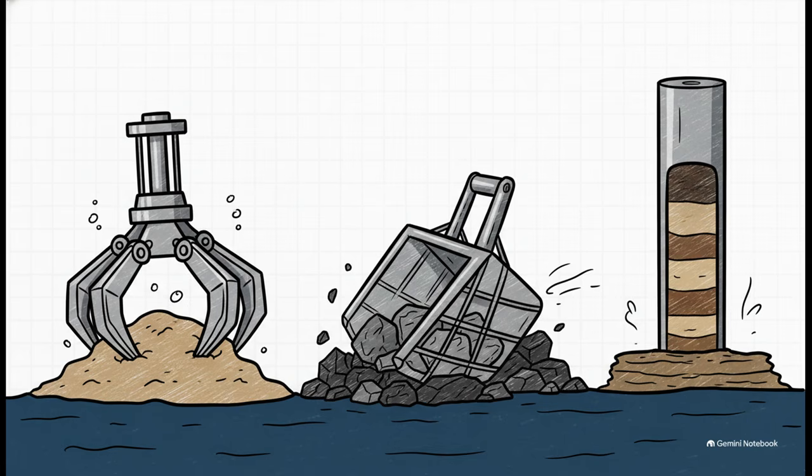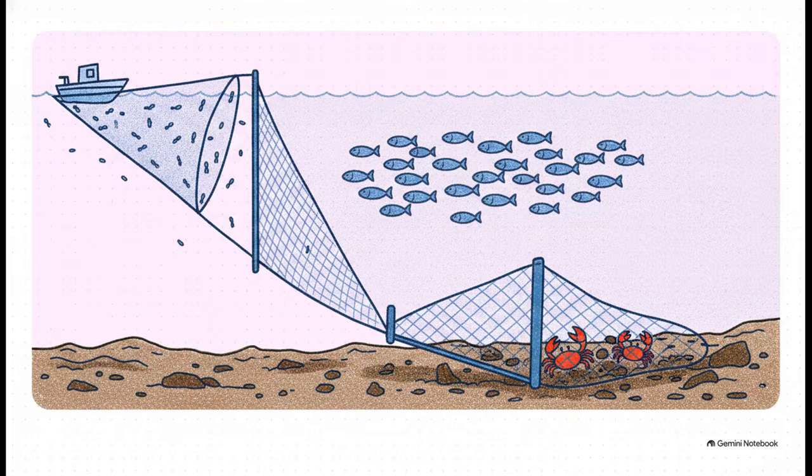A grab sampler acts like a giant set of teeth, literally biting a chunk of sediment right out of the floor. A dredge is a massive scoop that gets dragged along the bottom to collect heavy rock samples. And my personal favorite, the corer, operates exactly like a giant apple corer. It drills down to collect long tube-shaped layers of sediment. These core samples are basically a time machine, allowing scientists to study the changes in marine populations over thousands of years.